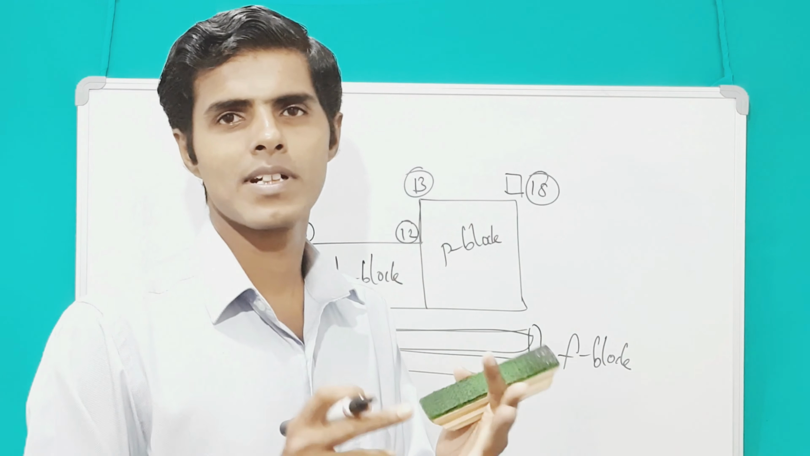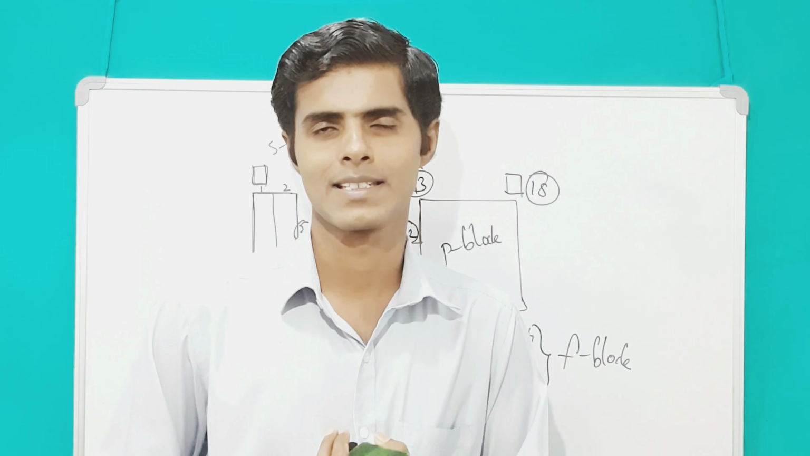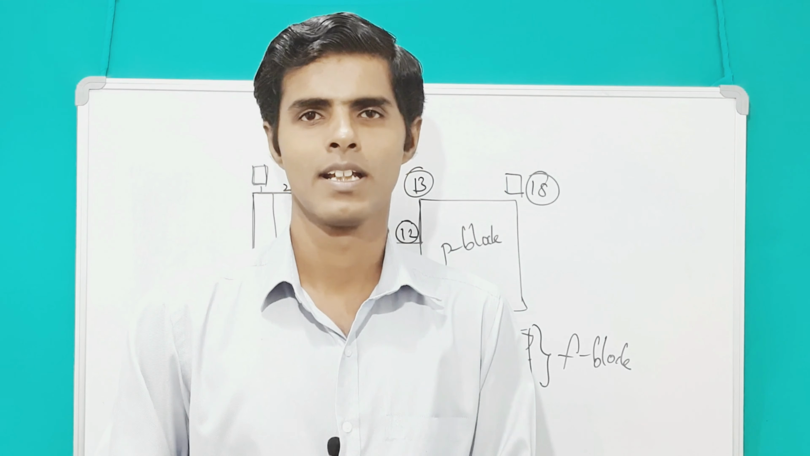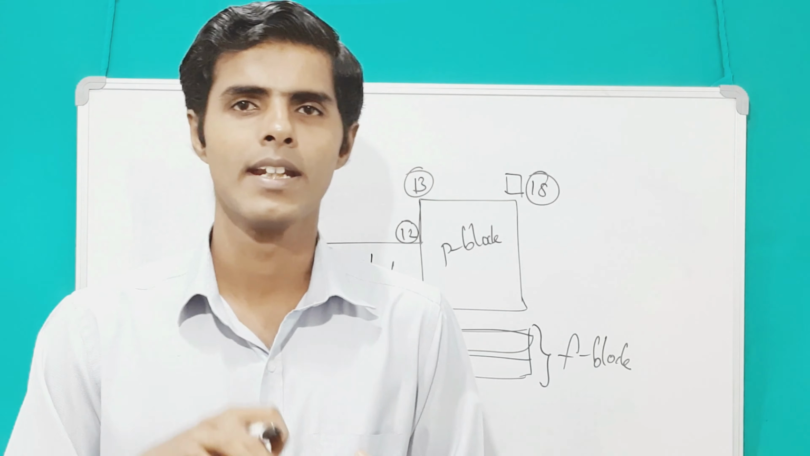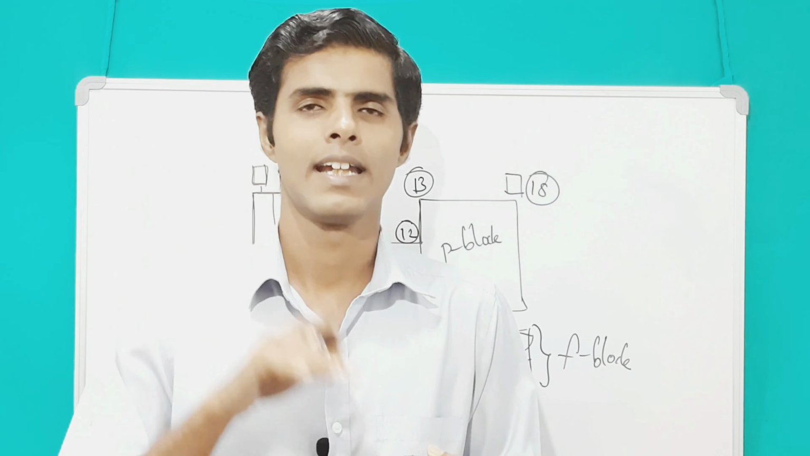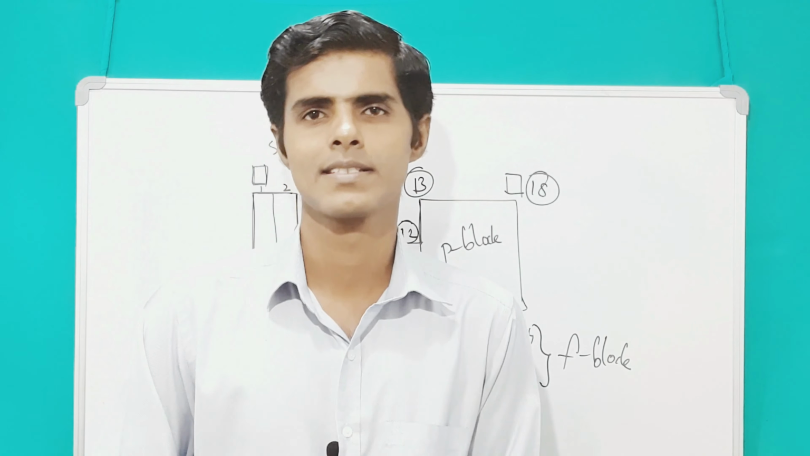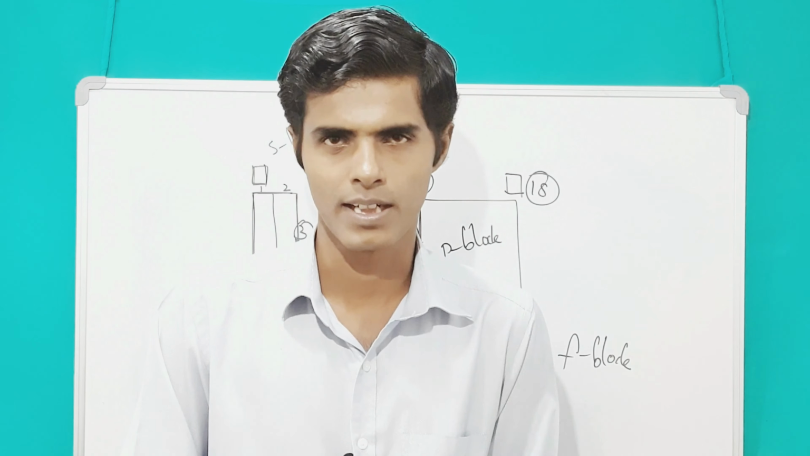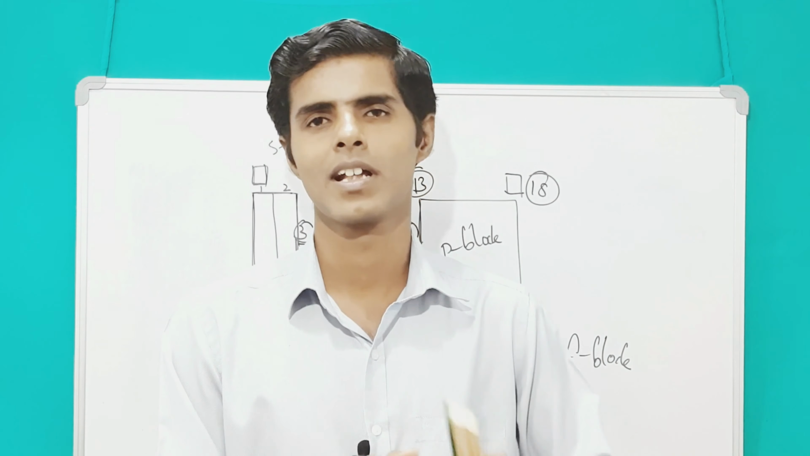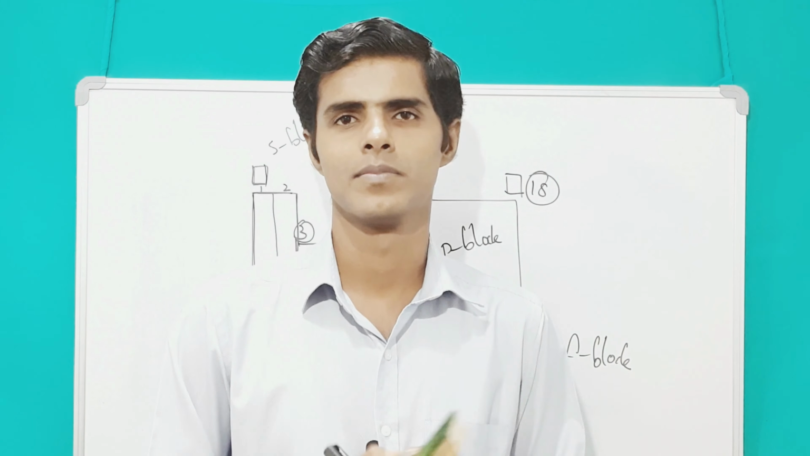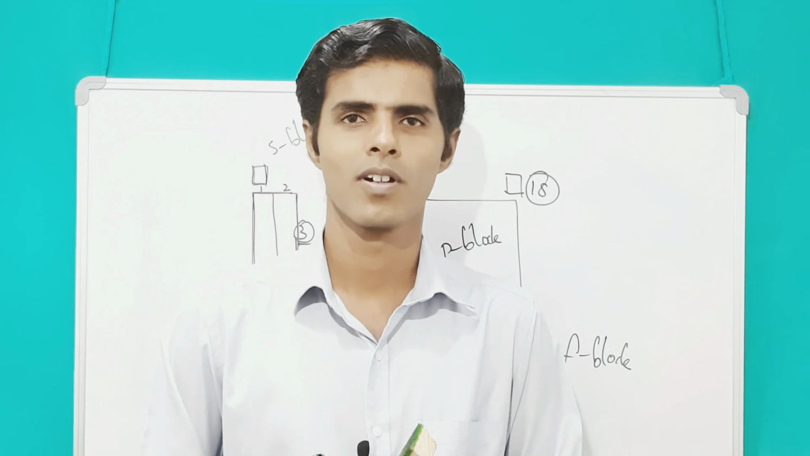So group 1 and 2 elements are called S block elements since their outermost electronic configuration ends in the S subshell. P block elements range from group 13 to 18, since their outermost electronic configuration ends with the P subshell. D block elements range from group 3 to group 12, since their electronic configuration ends in the D subshell. The elements after lanthanum are lanthanides and those after actinium are actinides, termed F block elements, and their outermost electronic configuration ends in the F subshell.